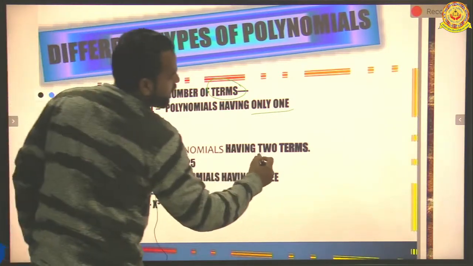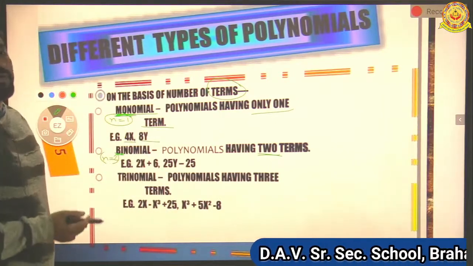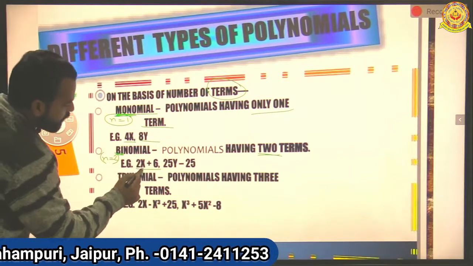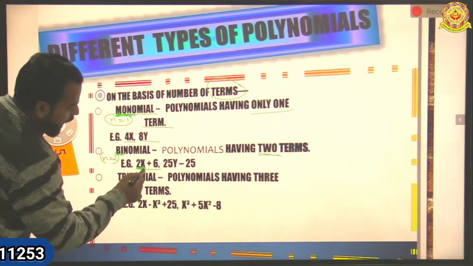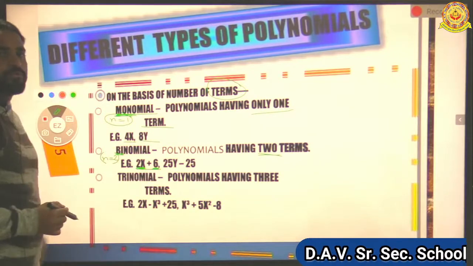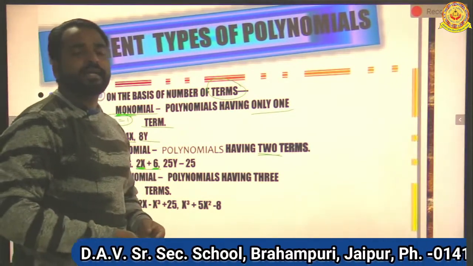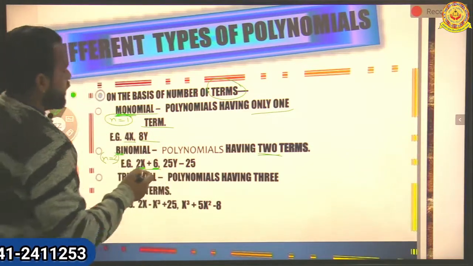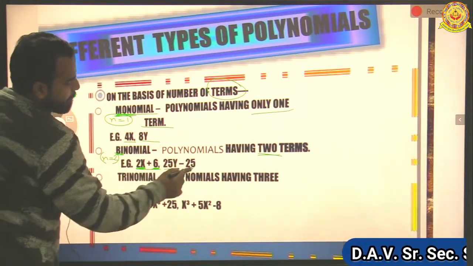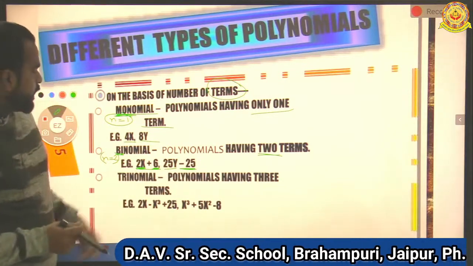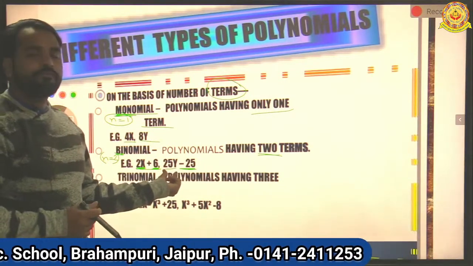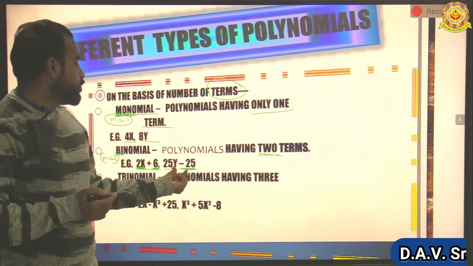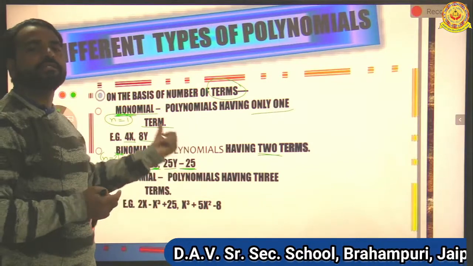So when a polynomial has 2 terms, it's called a binomial. For example, 2x plus 6. In this expression we can see that there are two terms: 2x is first and plus 6 is the second one. That's why it is a binomial, right? Next, 25y minus 25. In this situation also, 25y is the first term and minus 25 is the second term. So these are the two terms. That's why it is a binomial.